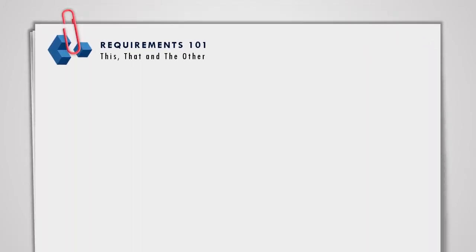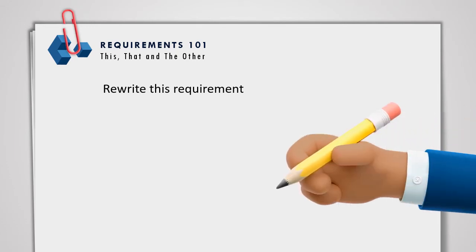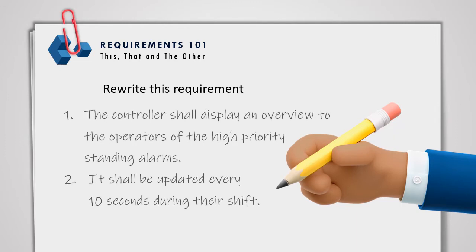Here's another example. Why don't you have a go at rewriting these requirements? Just as in Module 5, grab a pen and a piece of paper and rewrite these requirements. Remember, you want to remove any ambiguity by removing the pronouns.